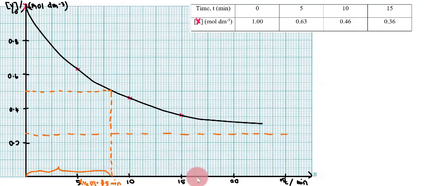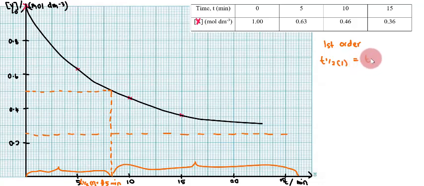So dekat sini pun kita dah tahu, the second T-half adalah lebih besar daripada first T-half, sebab first T-half jarak dia sampai sini je. Tapi jarak untuk second T-half lagi besar daripada first T-half. So bermaksud dia bukanlah first order. Sebab kalau first order, the first T-half yang pertama, mestilah jarak dia sama dengan T-half yang kedua. So kalau kat sini 8.5 minit, daripada sini sampai sini pun mesti 8.5 minit.